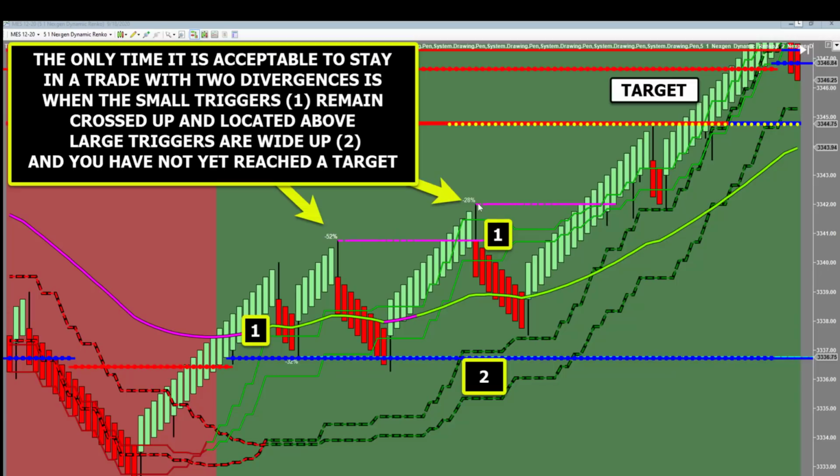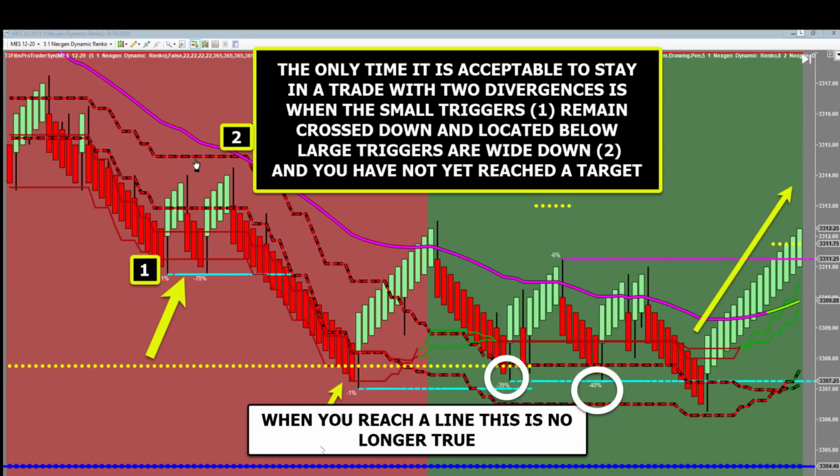You're going to get divergence, but it's not going to stop the market because of the overwhelming strength of the triggers until you get up to your target. I'll show you the same thing in reverse. If you have divergences, don't worry about it if the small triggers are strong down and they're physically below the large triggers. So you're going to have the short trade was way over here.